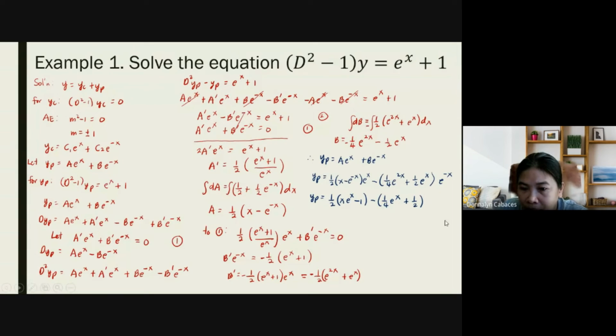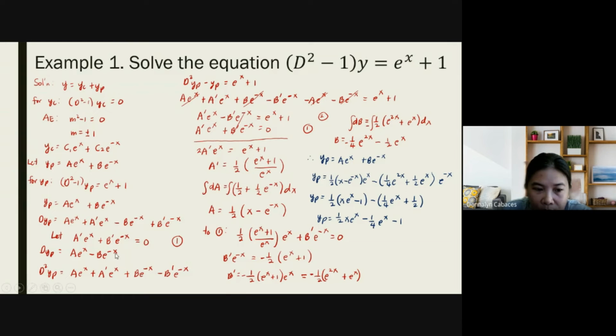And then, simplifying, what is now your yp? So you have here your yp to be equal to 1 half x e to the x. And then you have here minus 1 half and then another minus 1 half. So that is minus 1. And then you have here minus 1/4 e to the x. Minus 1/4 e to the x minus 1. And that is now your particular solution.